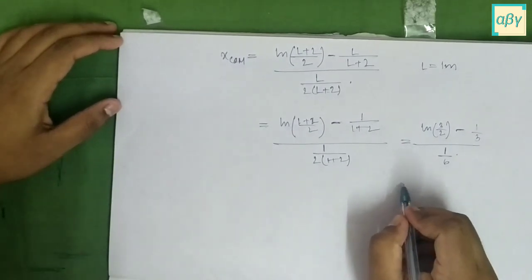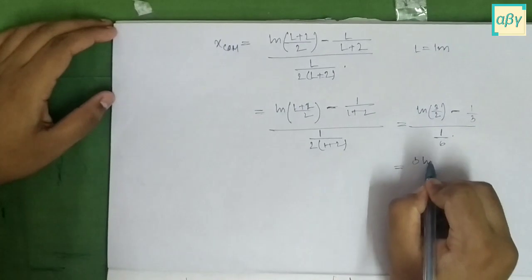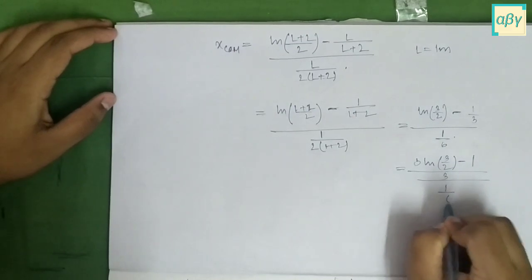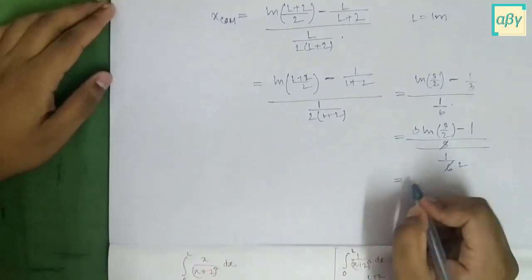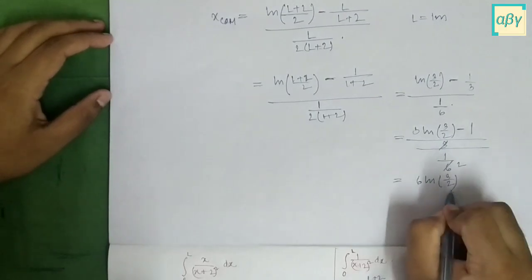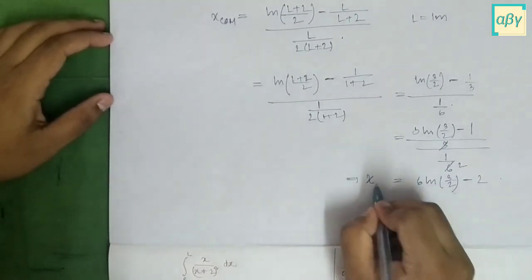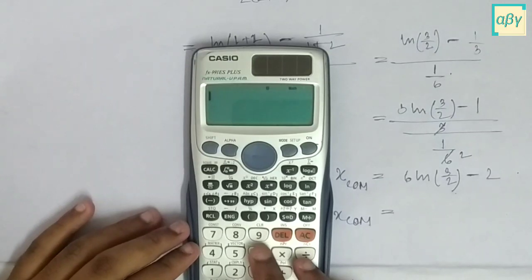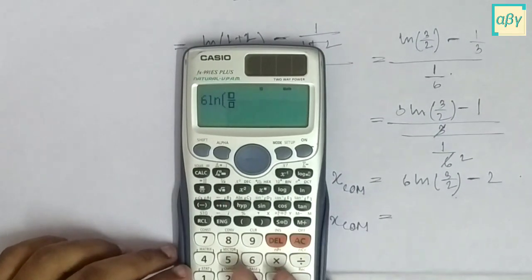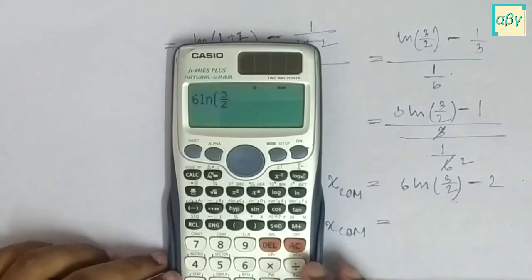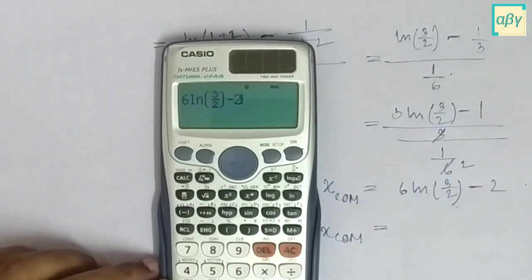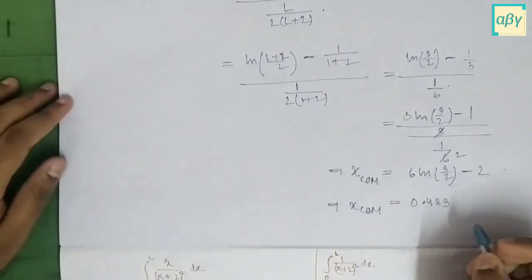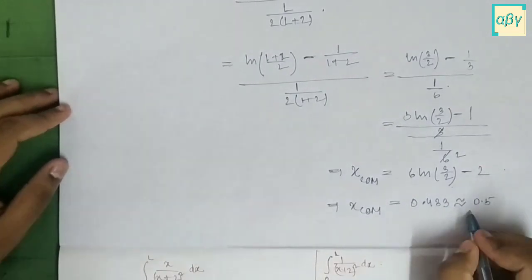Let me simplify this expression a little bit. So this is the x center of mass. Now let me evaluate this with a calculator. Put this value in the calculator. So it's 6 times ln of 3 by 2 minus of 2, and it will be equals approximately 0.433, which is less than 0.5, where the midpoint of the rod is present.